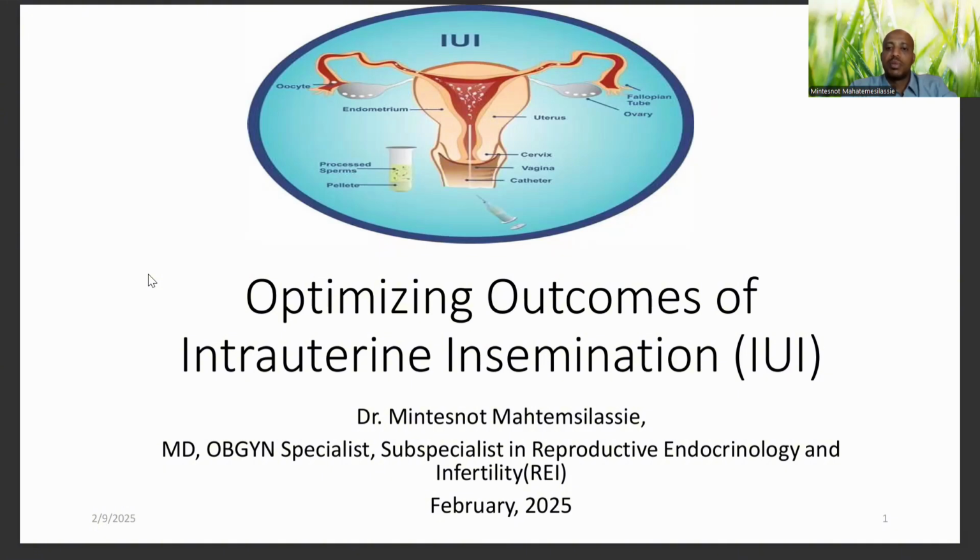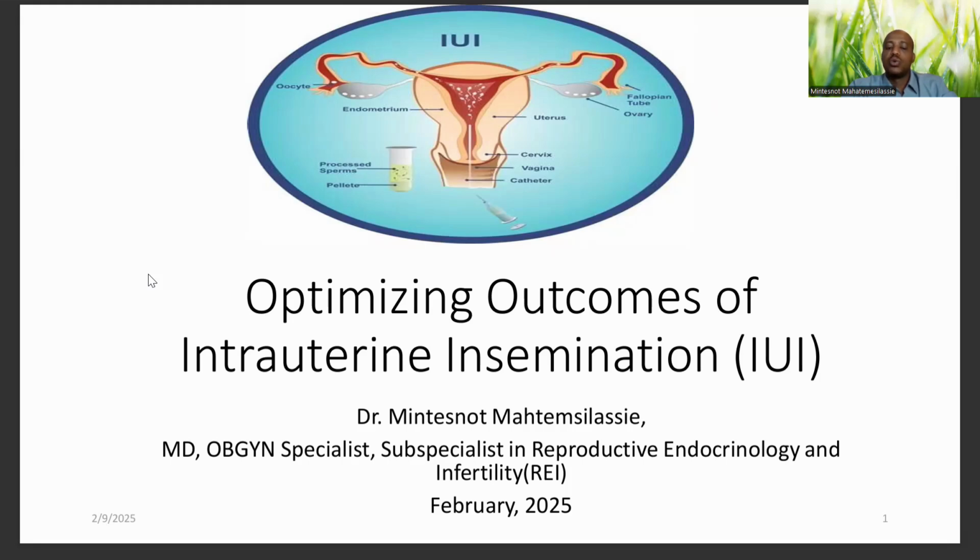Unfortunately, it is not well practiced in Ethiopia. I don't know the exact reason. It could be due to lack of awareness, knowledge, or skill. So the main purpose of today's presentation is to stimulate and inspire every gynecologist to practice this important intervention at their respective place by mobilizing nurses, lab technicians, and other responsible bodies.